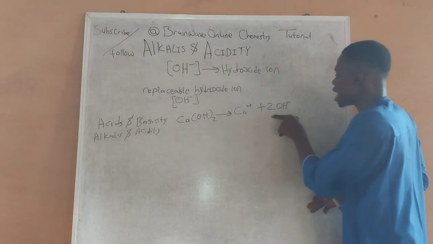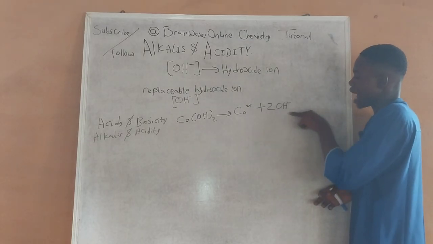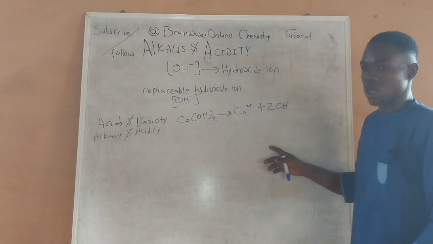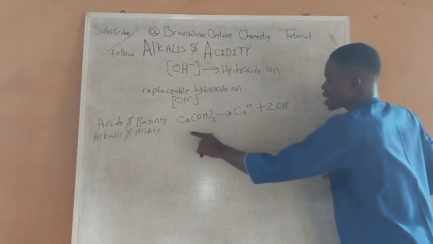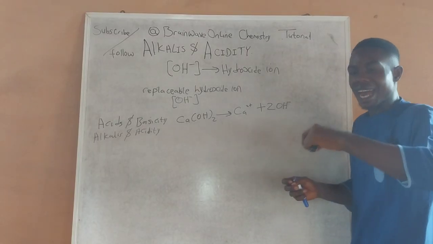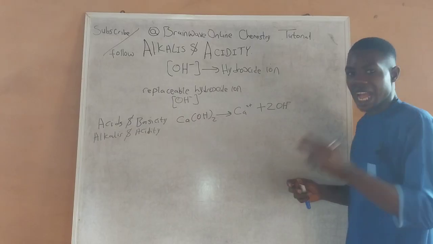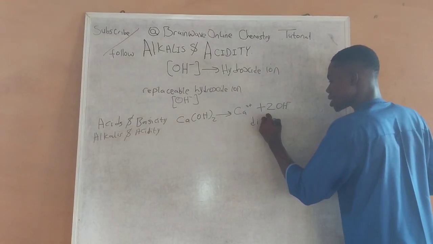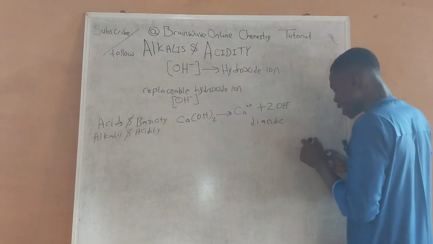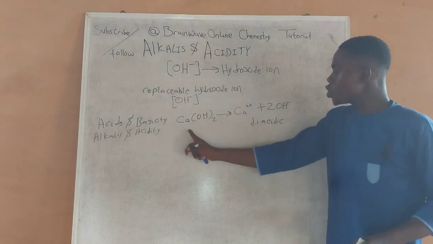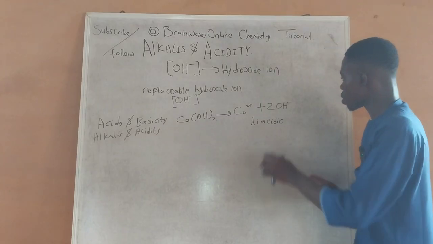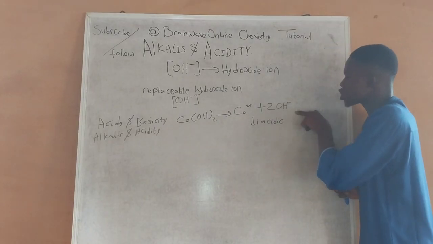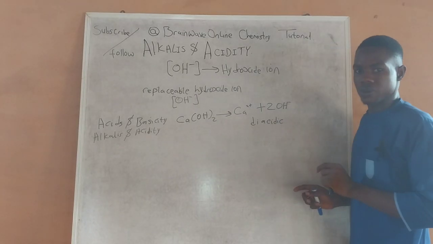Since the number of hydroxide ion here is 2, if you want to call it, we'll say that this alkaline here is diacidic. Di means 2. Why is it diacidic? Calcium hydroxide is diacidic because the number of hydroxide ion is 2.